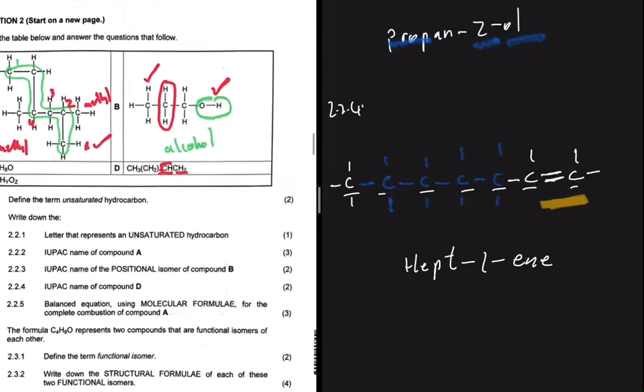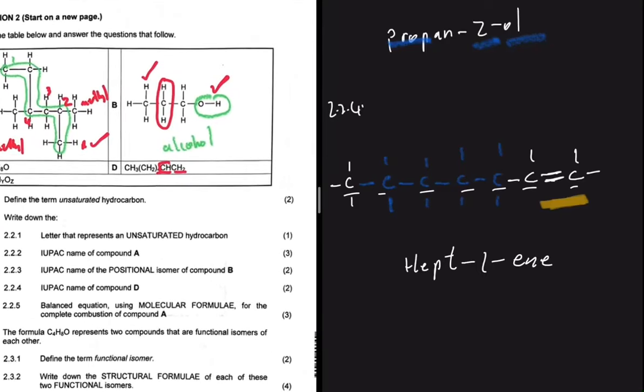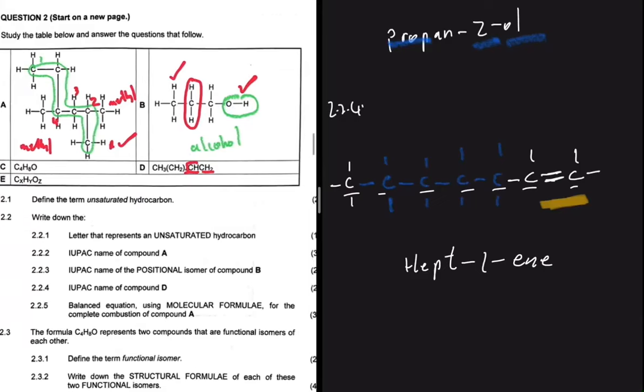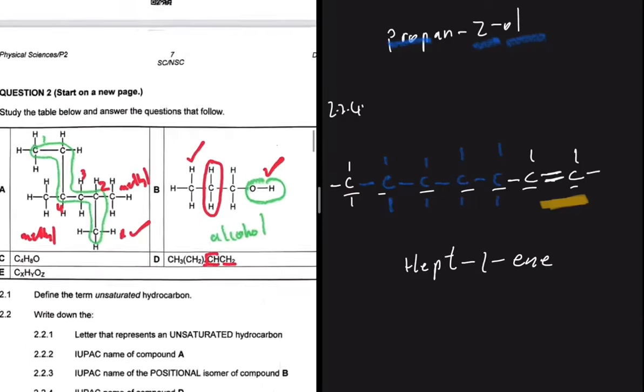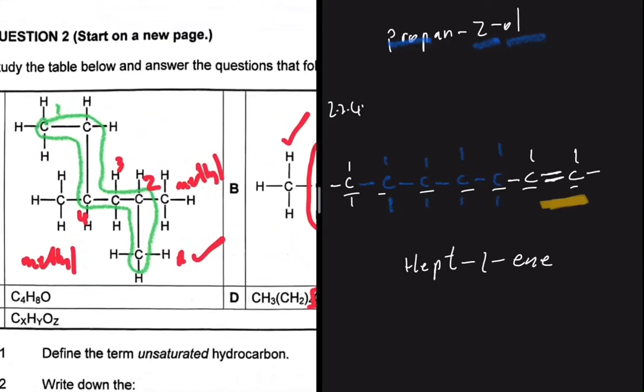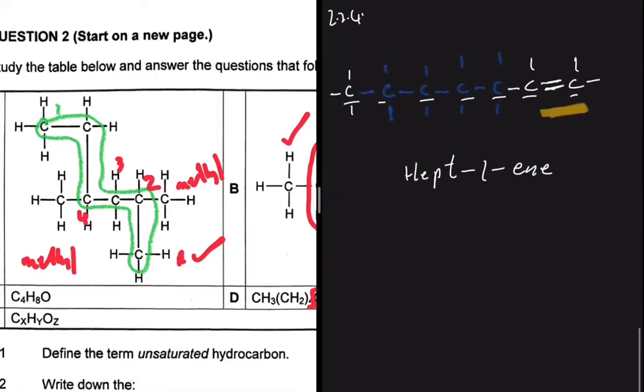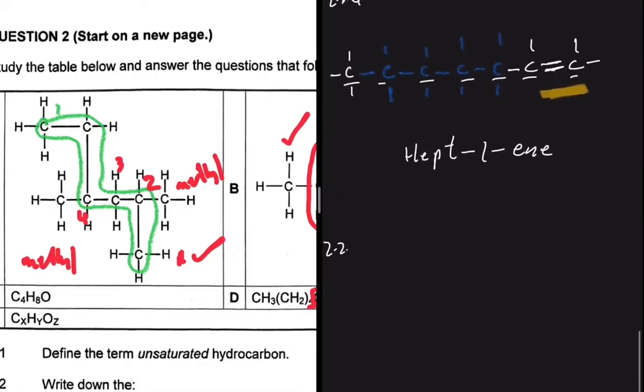So 2.2.5, we're supposed to write a balanced equation using molecular formula for the complete combustion of compound A. Let's go ahead and do that. Compound A has 8 carbons, 6 carbons on the longest chain and 2 carbons as branches. So for 2.2.5, we have C and then 8, because those are 8 carbons.